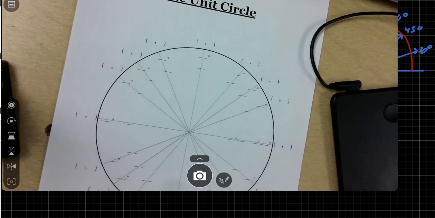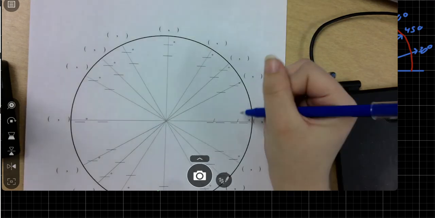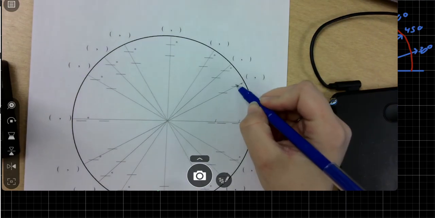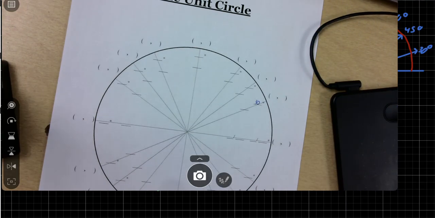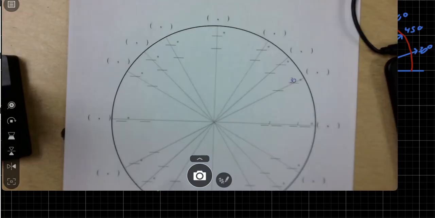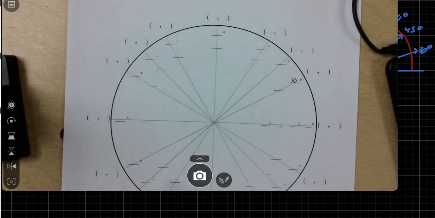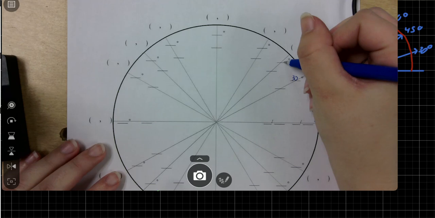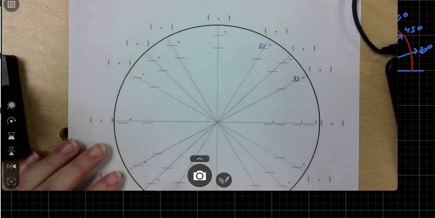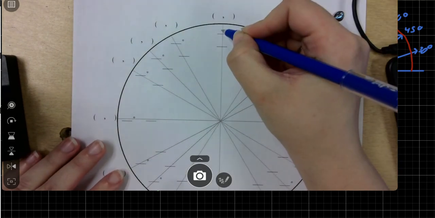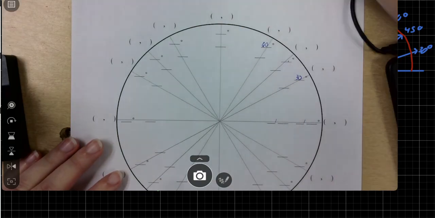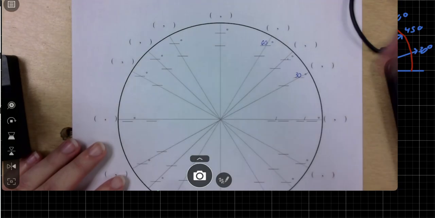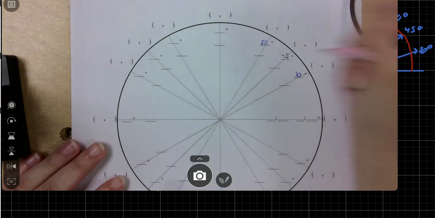Do you want to do degrees or radians first? Okay. This degrees right here is 30. We're going to go up by 30 degrees first. So we got 30. Where is 60? This one? Yep. This one is 60. It is 45. We're going to hold off with doing 45s, but yes, this one would be 45 degrees.